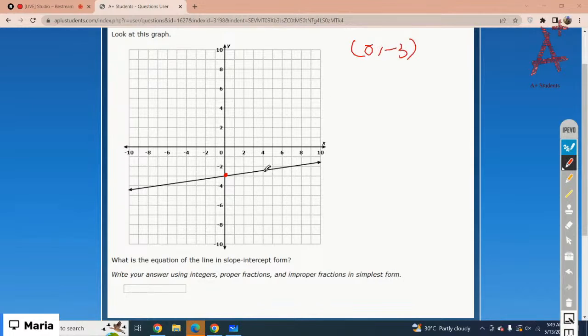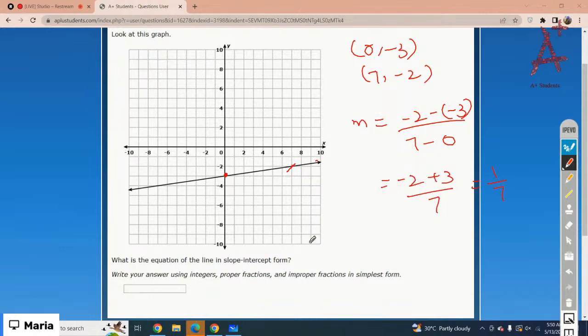It would be this one. X is 7 and y is negative 2. Okay, let me calculate the slope. It would be negative 2 minus negative 3, divided by 7 minus 0. So it would be negative 2 plus 3 divided by 7. So 3 minus 2 is 1 over 7. That means the slope equals 1 over 7. And here b equals negative 3. So the equation would be y equals 1 over 7x minus 3.